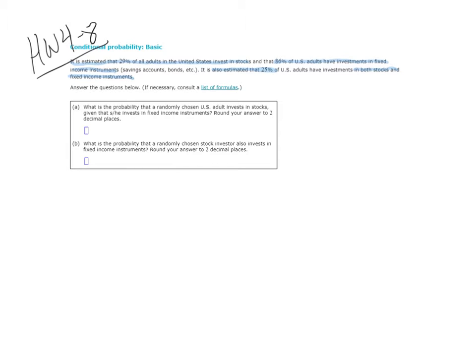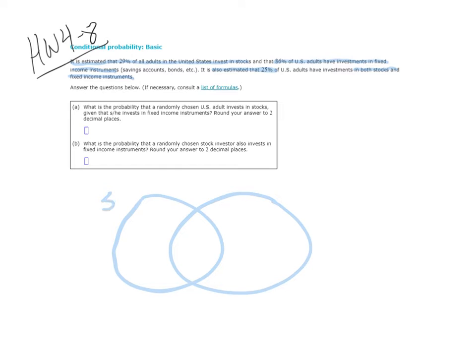Okay, so what I tend to do on this one, and I'm a visual person, so I need to see this stuff. So I put my stocks here, my fixed, what's over here? My fixed income investments or fixed income instruments. And then it says this is 29% and this is 86%. And in the middle, there's an overlap of 25%.